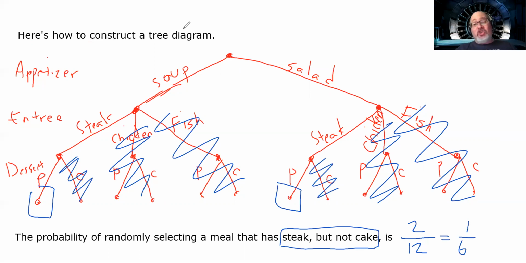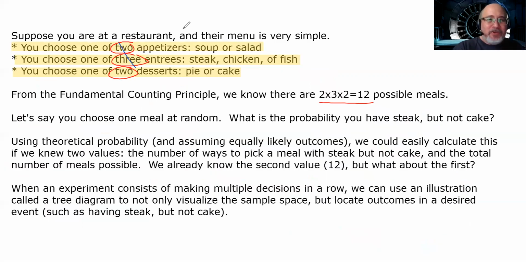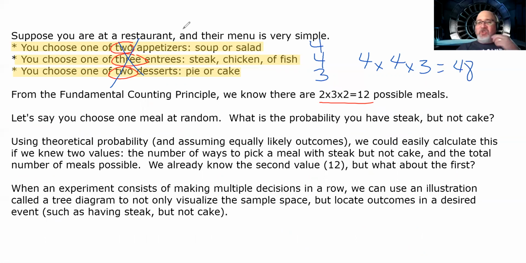The disadvantage to a tree diagram is it can get out of control really fast. For example, let's say instead of having 2 appetizers, 3 entrees, and 2 desserts back here, let's pretend for a second that we had 4 appetizers, 4 entrees, and 3 desserts. That's not that many more choices, but if we multiplied 4 times 4 times 3, that would be 48, which means our tree diagram at the end would have 48 branches going across. You can imagine how congested that would get.